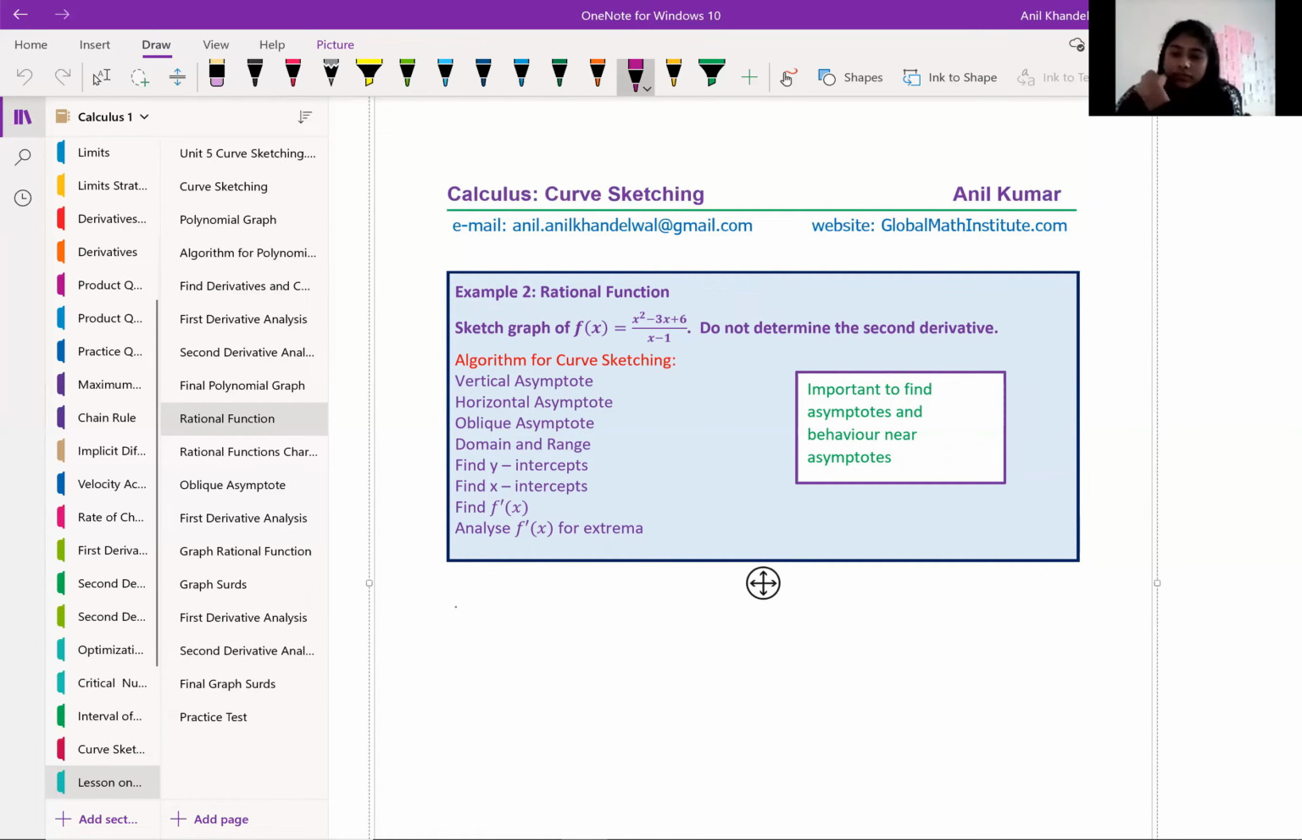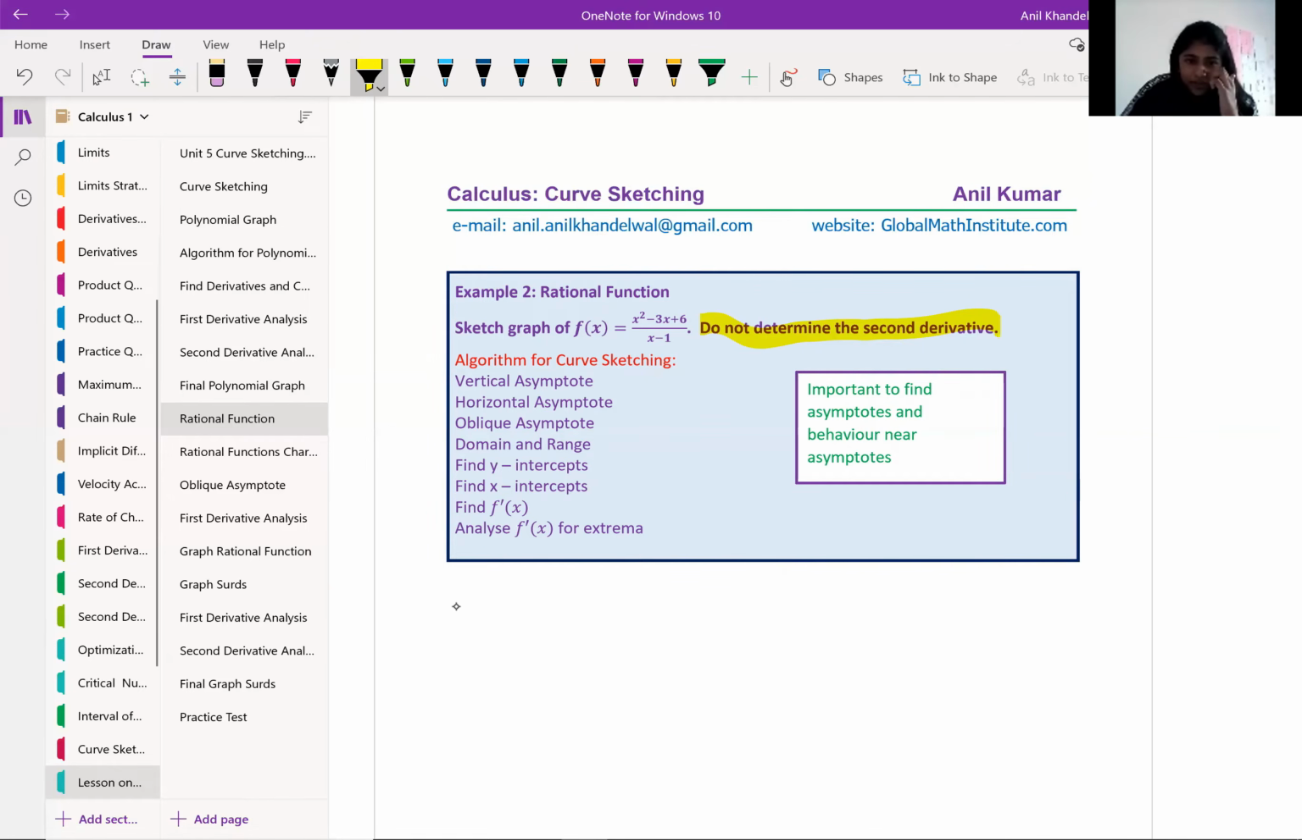Now, example 2 is a rational function. We need to sketch the graph of f(x) = (x^2 - 3x + 6)/(x - 1). Do not determine the second derivative. We are given this as a part of the question itself so that students may not spend a lot of time finding the second derivative. The second derivative of this particular function could be very tricky and time consuming, right? Why do you think it has been included in the question, do not determine the second derivative? Amy, can you answer this question?